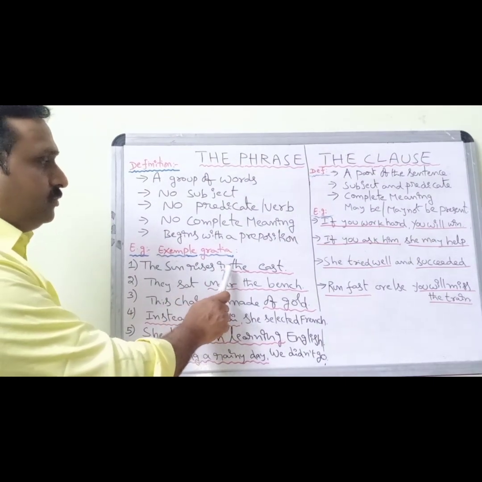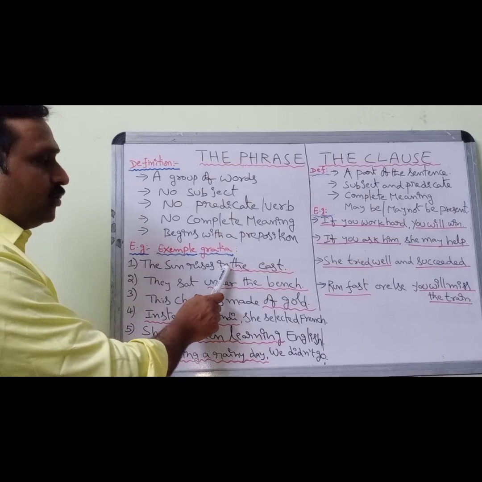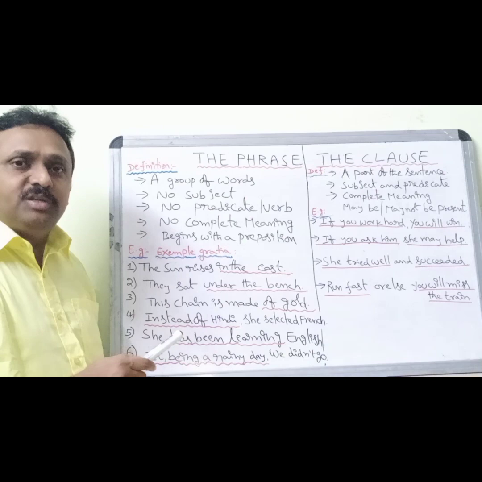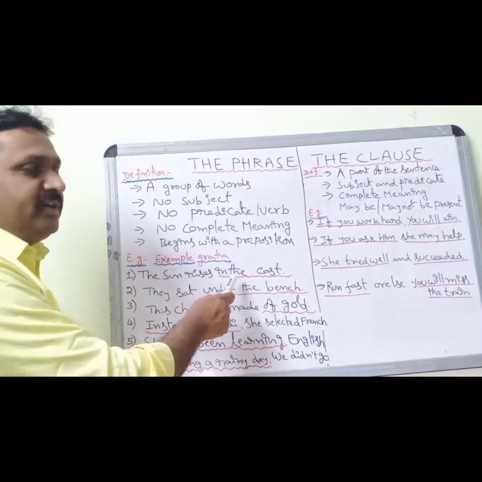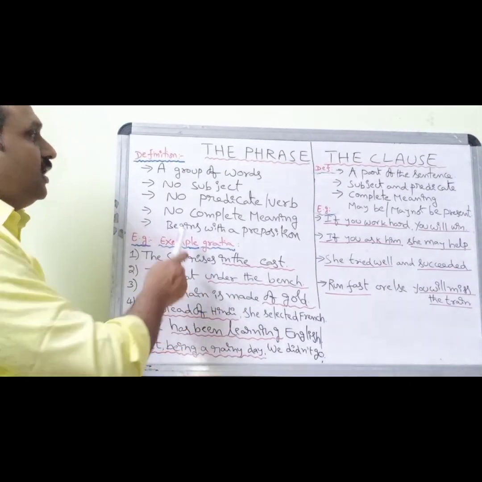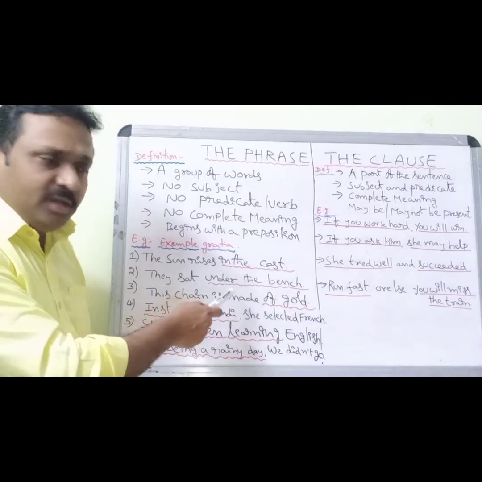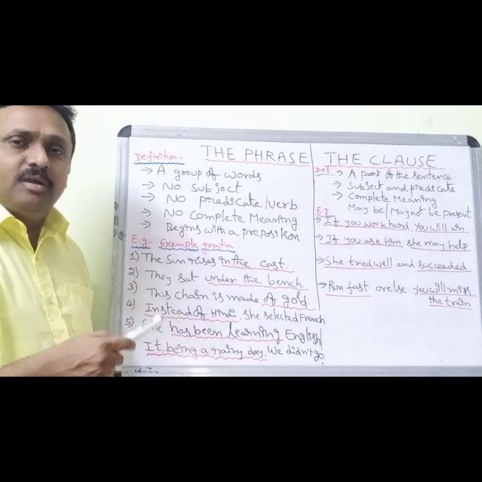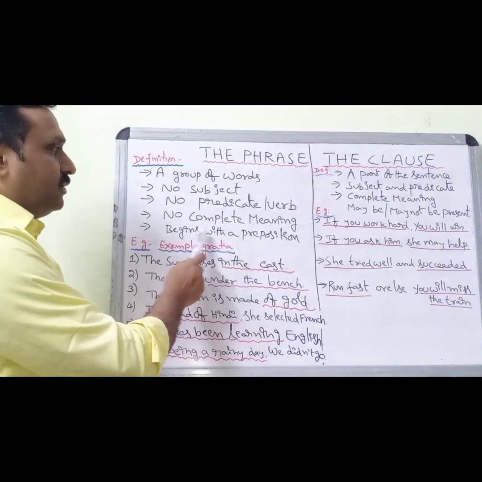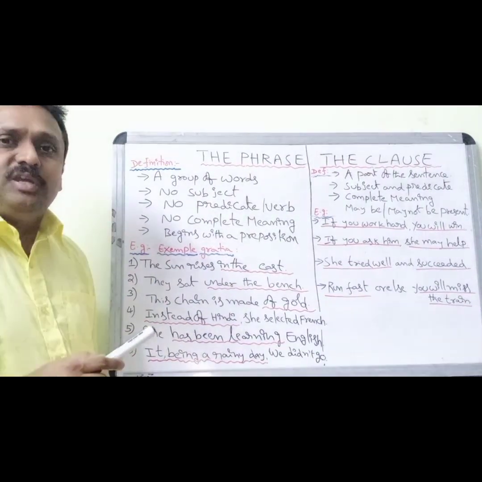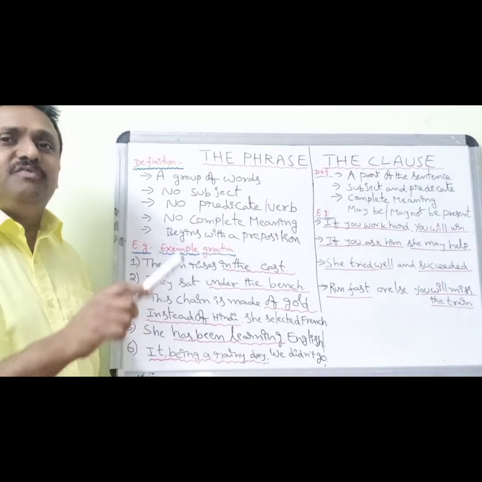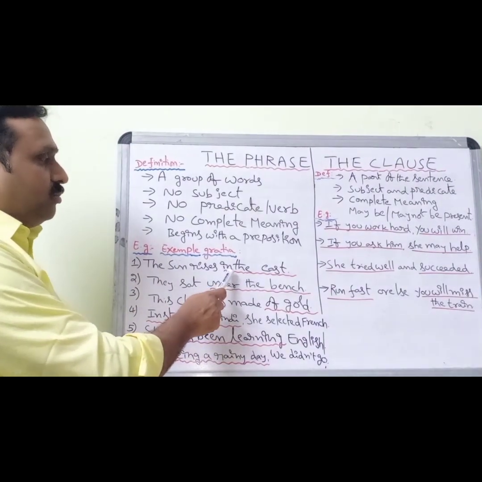In the first example, in the east, it's a group of three words, and it has no subject. Subject means the doer of action. The doer of an action is the subject. Here there is no subject, there is no verb or predicate, and there is no complete meaning. In the east, is there any complete meaning? No. No subject, no verb, no complete meaning, and generally a phrase begins with a preposition. Not necessarily every phrase, but generally a phrase begins with a preposition. So here the preposition is in.